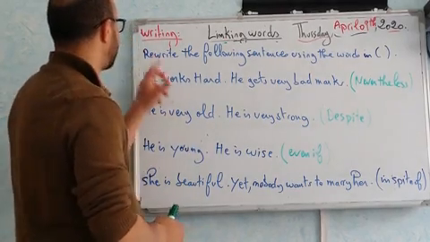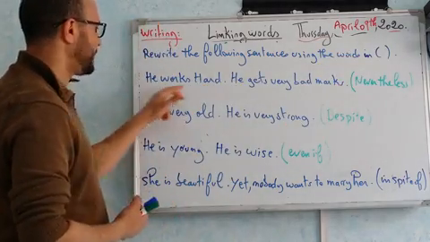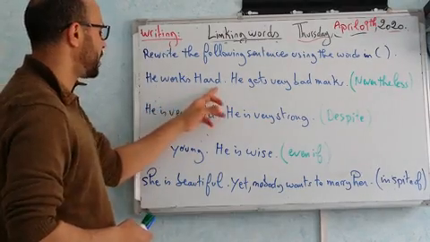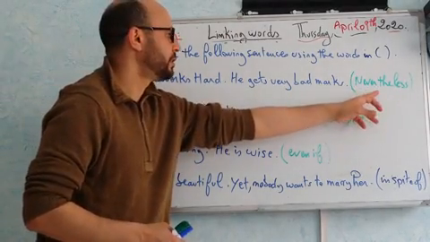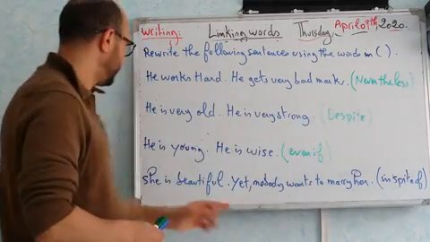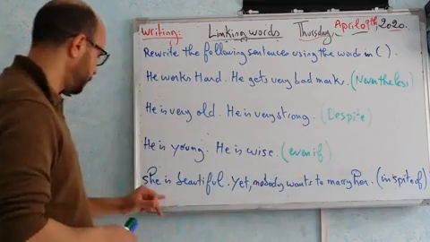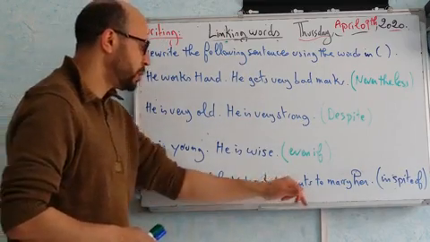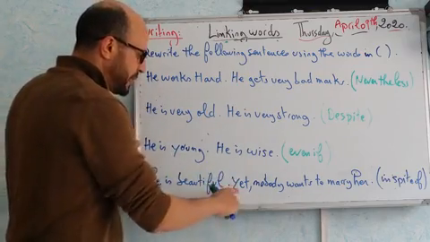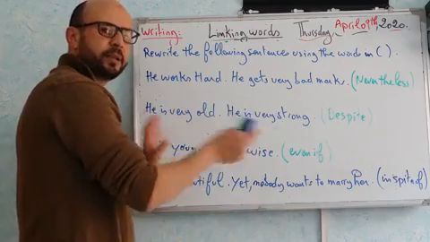The question is, rewrite the following sentences using the words in brackets. So they give you here sentences and you need to connect them or to rewrite them with the words in brackets. He works hard, he gets very bad marks. Nevertheless. He is very old, he is very strong. Despite. He is young, he is wise. Even if. She is beautiful, yet nobody wants to marry her. In spite of. This last one is different from the three first ones. This one is already connected with yet, and we need to rewrite it using in spite of. These ones here are separate, and you need to join them.